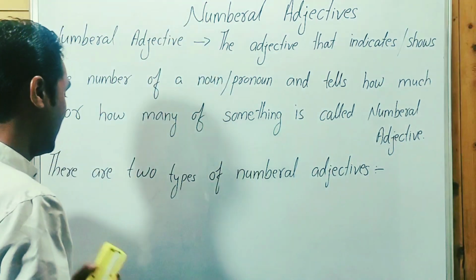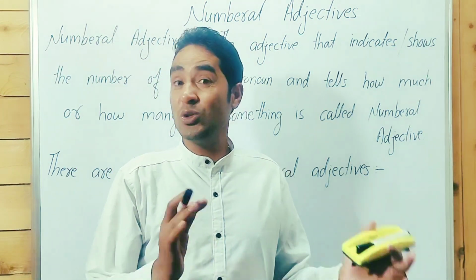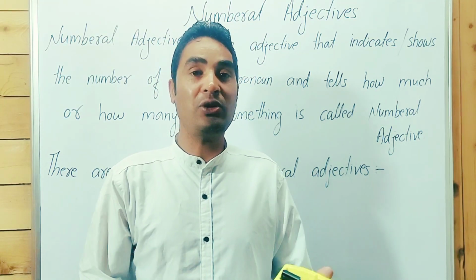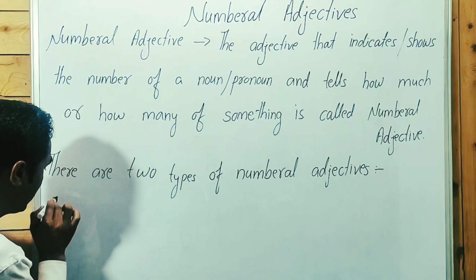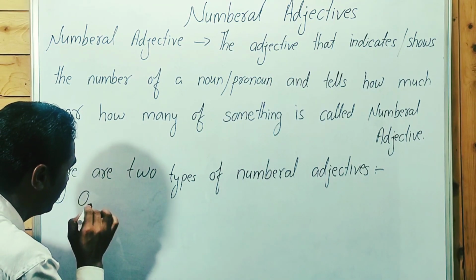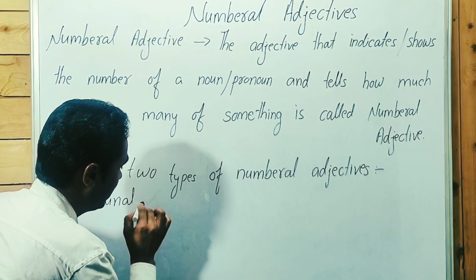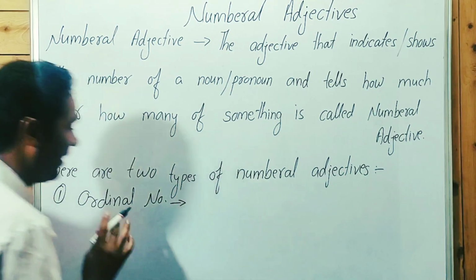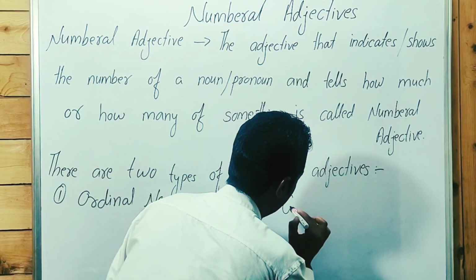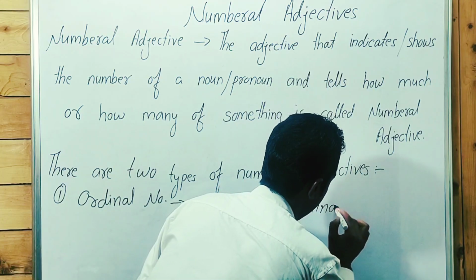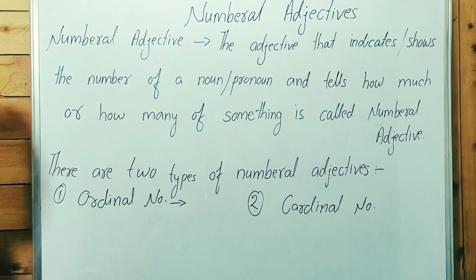Guys, point to be noted, there are two types of numeral adjectives. Numeral adjectives can be used in two ways. First is ordinal adjective, ordinal number, I'm writing roughly. And second is cardinal number. Ordinal number and cardinal number.